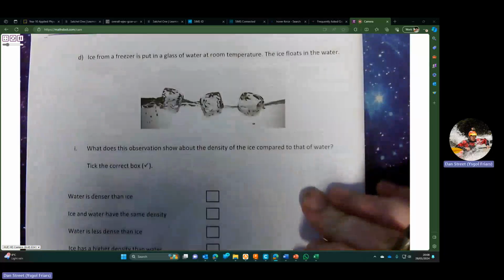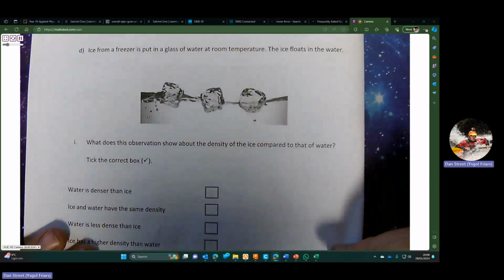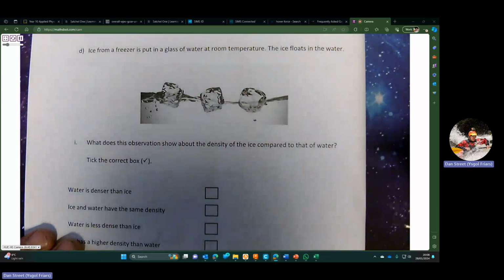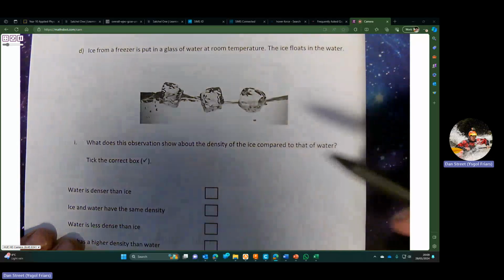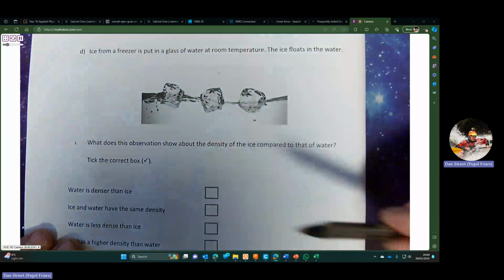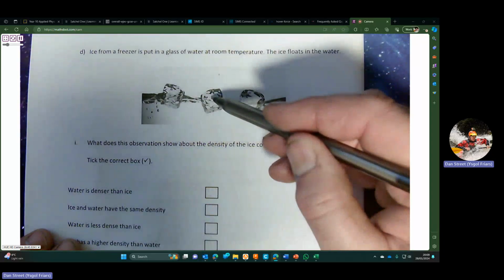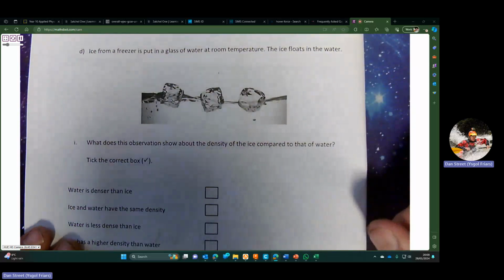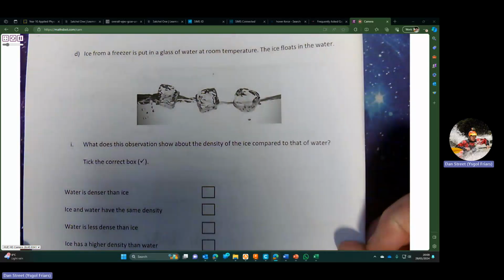Okay, moving on. Now, ice from a freezer is put in a glass of water at room temperature. The ice floats on the water. Now, we spoke about this phenomenon. We mentioned things like icebergs and the fact that pond life in the winter can survive because the ice floats on top of the water, protecting them from beneath. And that's because ice is less dense or less heavy than water, which is unusual. We normally expect solids to be denser and heavier than the liquid that they come from.